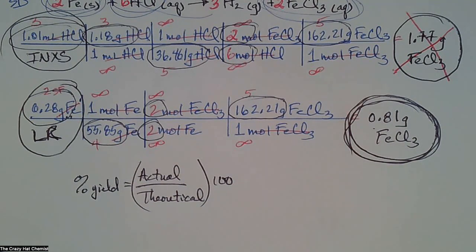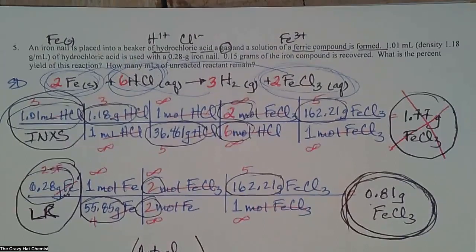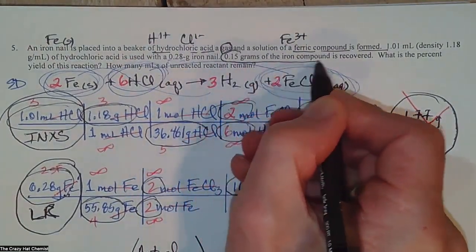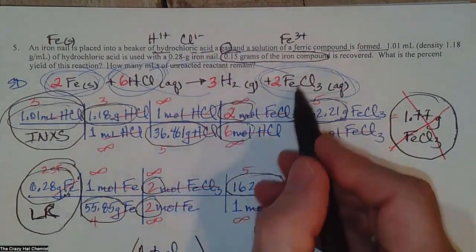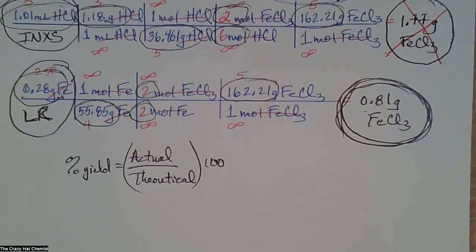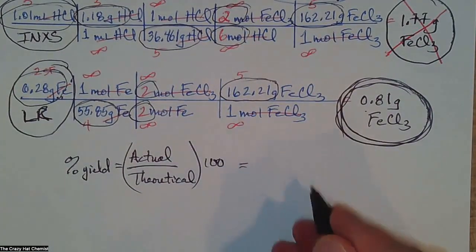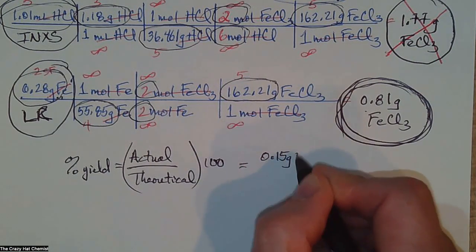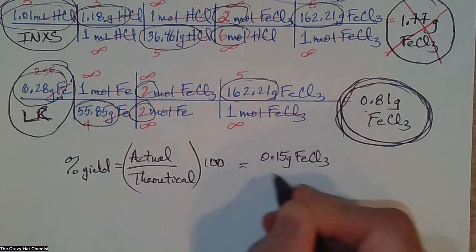So what is the actual value? I'm going to scroll this right back down here, and it says we have 0.15 grams of iron compound recovered. That is this ferric chloride. So that is the actual amount that is given in this. So the actual amount is 0.15 grams of FeCl3.